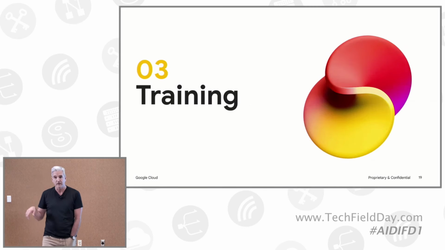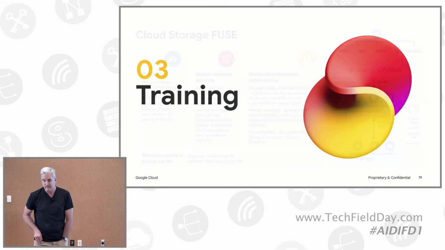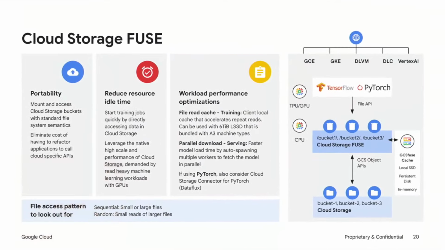We're going to go through each of these different phases of the AI data pipeline. We'll start specifically and talk about training, and then checkpoints, and then inference. So starting off with training and cloud storage, I want to talk about just two features within cloud storage that we're going to walk through. One is GCS FUSE, Cloud Storage FUSE, and the other one is Anywhere Cache.